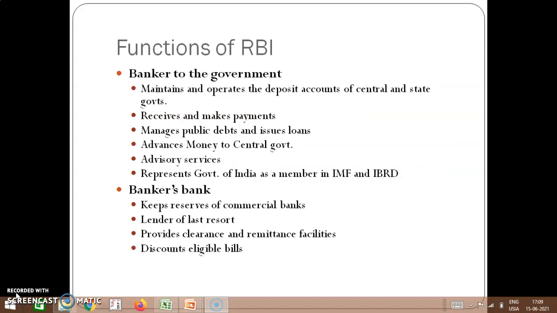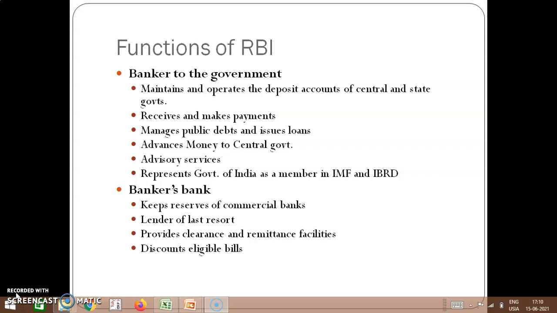The RBI also acts as the banker to the government. That is, the RBI is the banker of the government. It maintains and operates the deposit accounts of the central government as well as the state governments. Then it also receives and makes payments on behalf of the central and state governments. It manages public debt and issues new loans and treasury bills to the central government. It advances money to the central government in times of emergency.